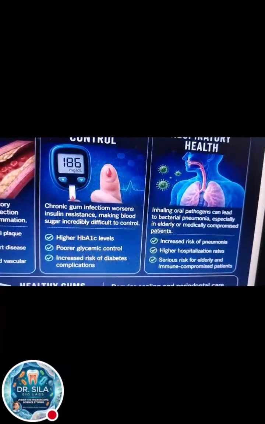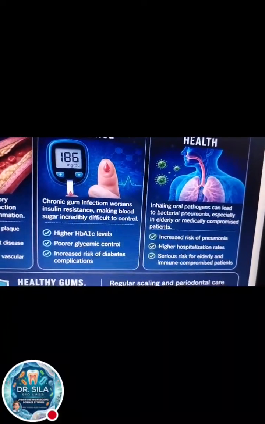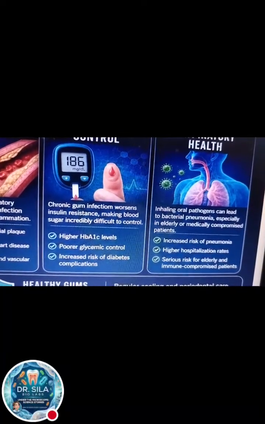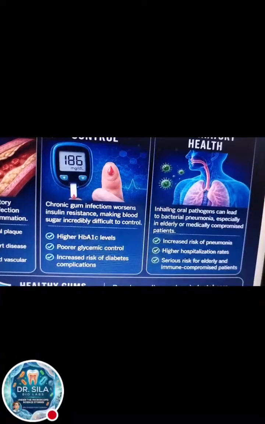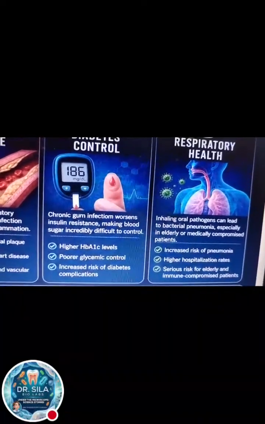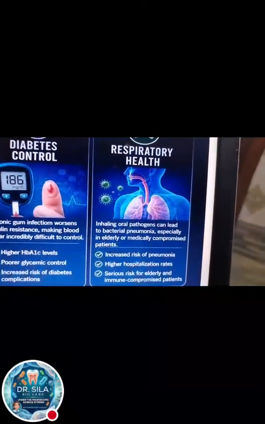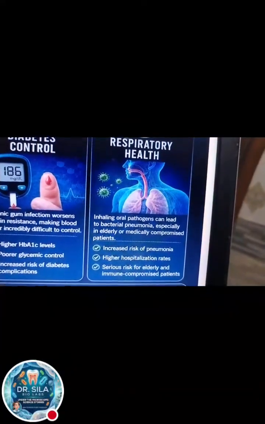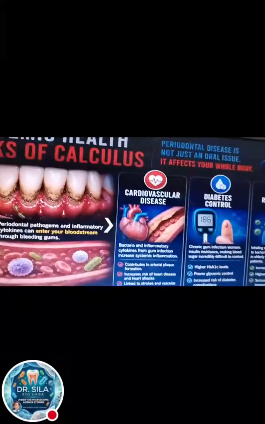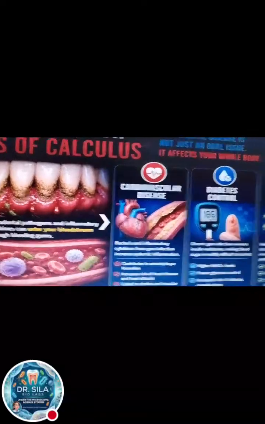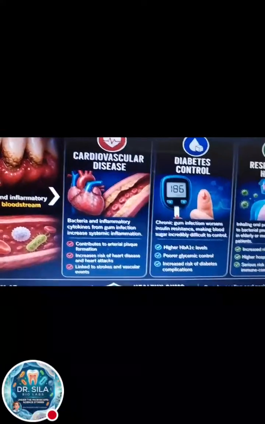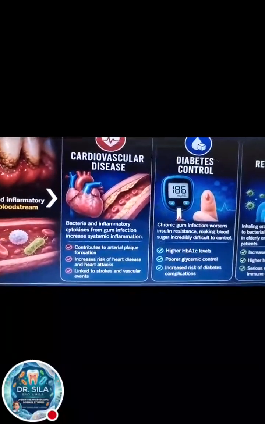Diabetes control: chronic gum infection worsens insulin resistance, making blood sugar incredibly difficult to control. Poor glycemic control, increased risk of diseases. Respiratory health: inhaling oral pathogens can lead to bacterial pneumonia, especially in the elderly or medically compromised. So your oral health is connected to your overall health. Healthy gums, healthy body, healthier life.